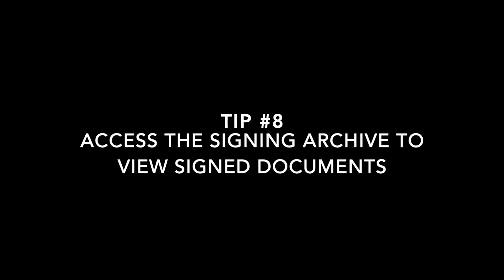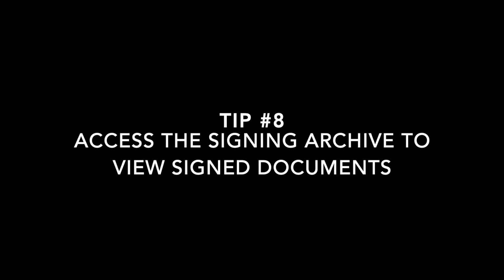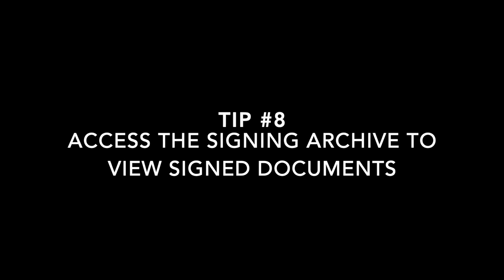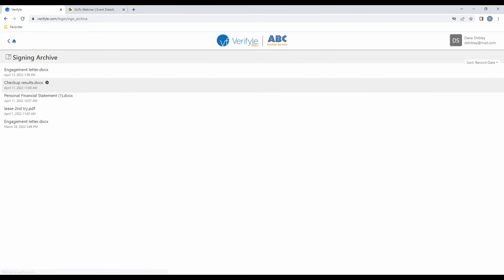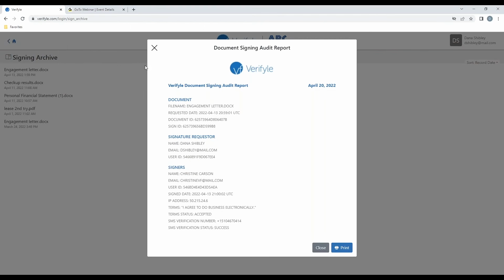Tip number 8, access the document signing archive to see signature records. I can click on my name and signing archive, where I can see a list of documents for which I've requested and received an electronic signature, or that I've signed myself. Now, if I click on the gear symbol and then click View Signing Info, I can see the full document signing audit report for that signature.